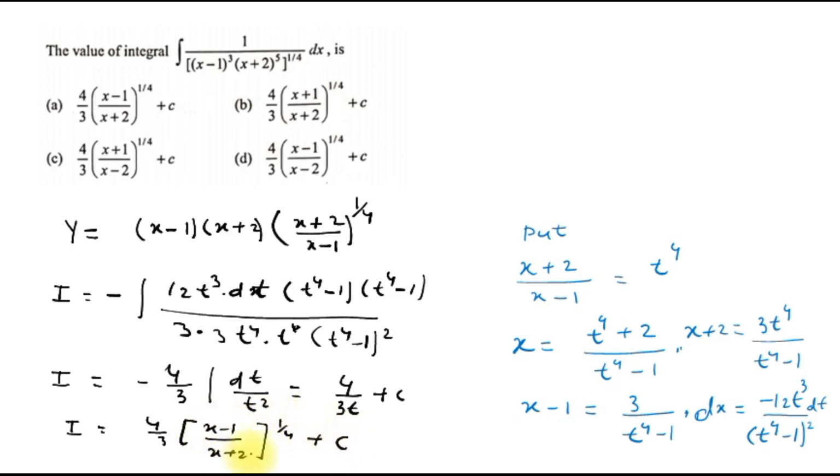So we look at the options, and we find that option A, that is 4 by 3 into x minus 1 divided by x plus 2 to the power 1 by 4, is the correct one. So in this question we have to very carefully calculate all the substitutions and all the simplification. Hence the answer is A.